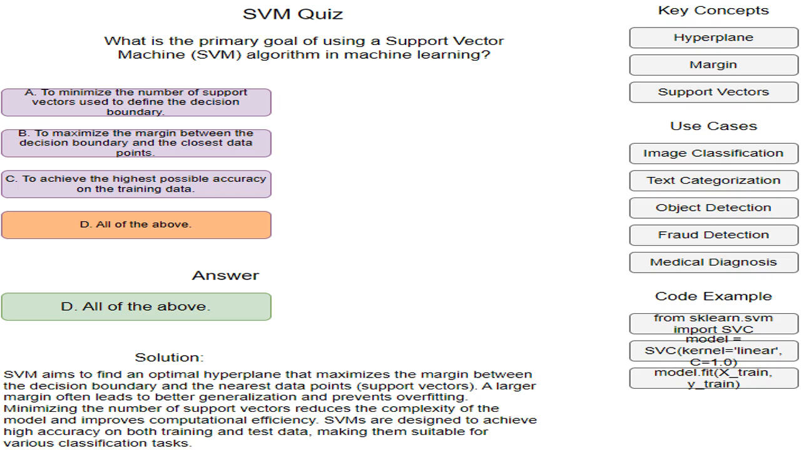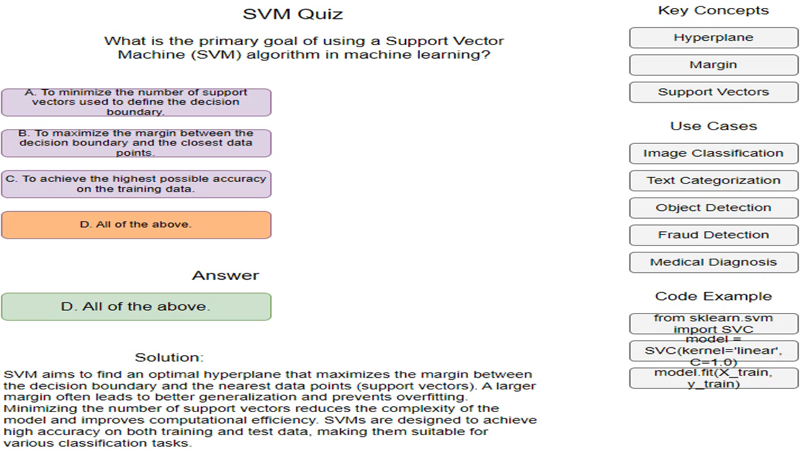A hyperplane is a decision boundary in an SVM model that separates data points into different classes. It can be visualized as a line in 2D or a plane in 3D, and in higher dimensions, it becomes a complex geometric structure. In image classification, a hyperplane might be used to differentiate images of cats from images of dogs. In spam detection, it could separate emails into spam and not spam categories.